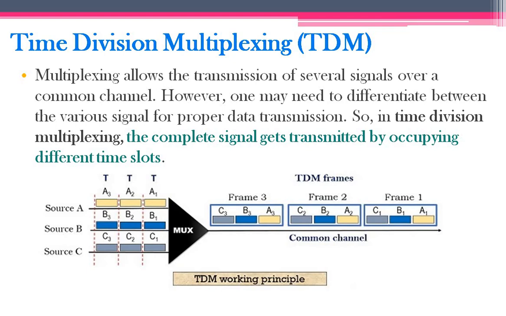So in TDM, the complete signal gets transmitted by occupying different time slots. See what I am doing. First, 3 sources are there. They are giving me the data A1, A2, A3, B1, B2, B3 and C1, C2, C3. Now, TDM first differentiates the data. What is there in this first particular time slot, what data it has to transfer. It divides the data into fixed length slots so as to transmit the data properly.